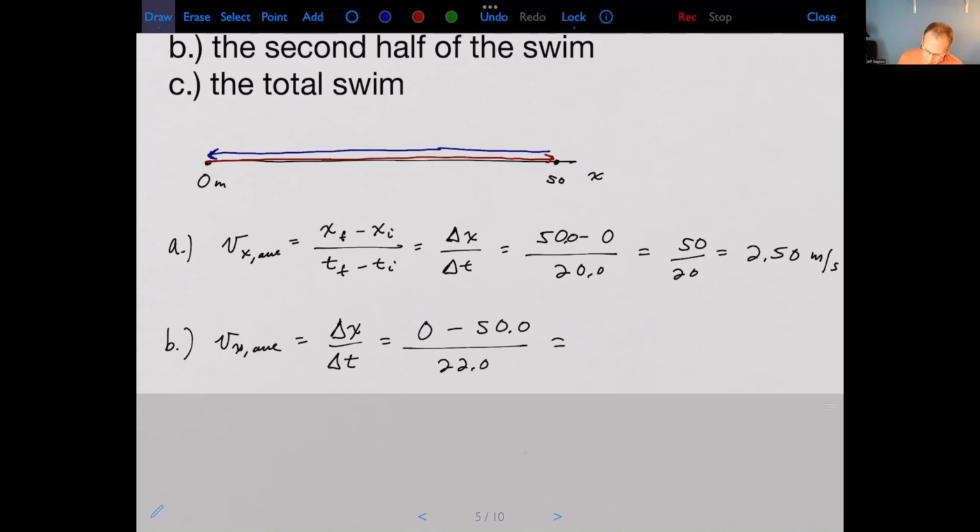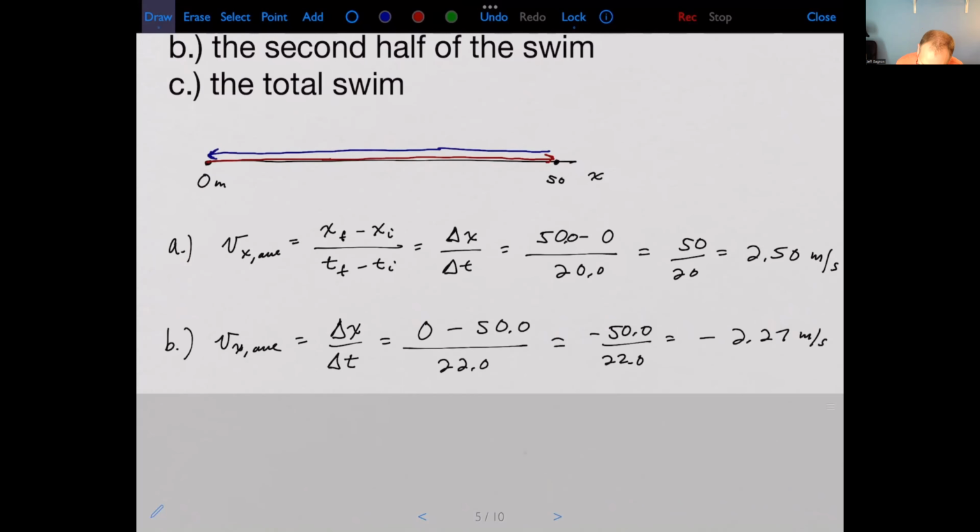Okay, so then if we work this out, again, the sign is important here. I'm going to get negative 50 divided by 22.0, and that's going to be negative 2.27. So this tells us that the average velocity was to the left, right? Pointing to the left, that's what the negative tells us. And the magnitude was 2.27 meters per second. So slightly slower on the second half of the swim.